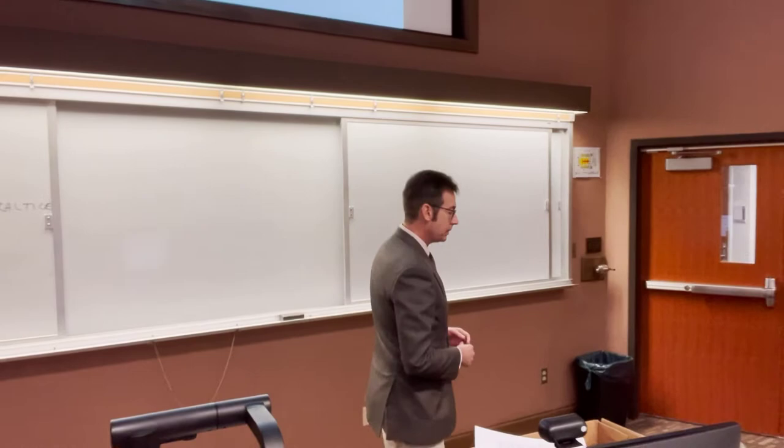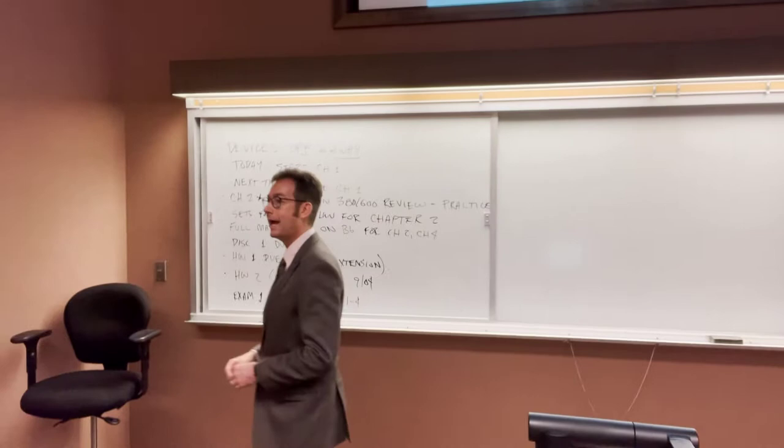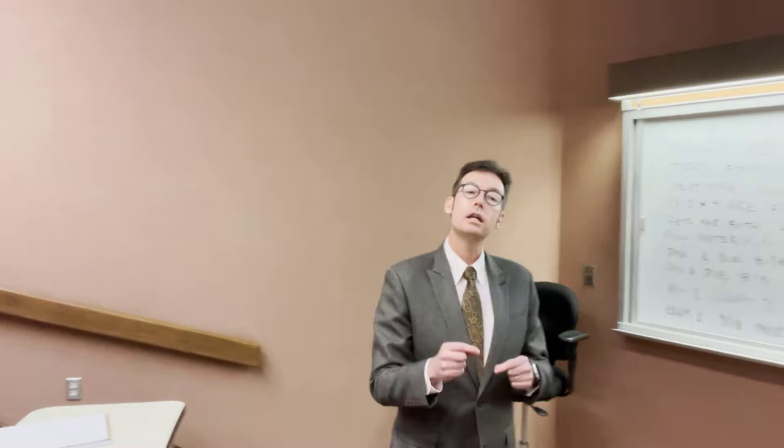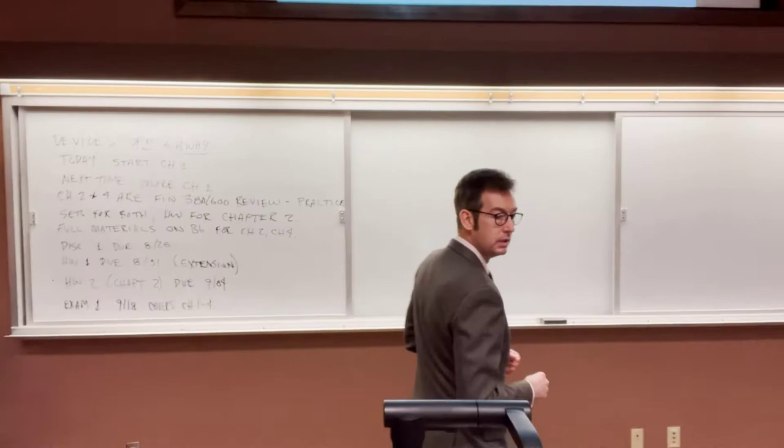Let's talk about the balance sheet model of the firm. So hopefully you guys remember just the slightest inkling of your accounting class that assets is equal to liabilities plus owner's equity. So let's talk about what assets are. They are things that the firm owns and expects to bring economic benefits in the future.